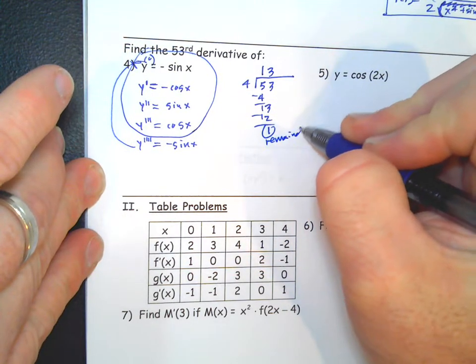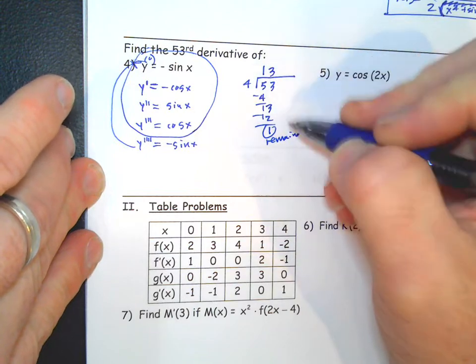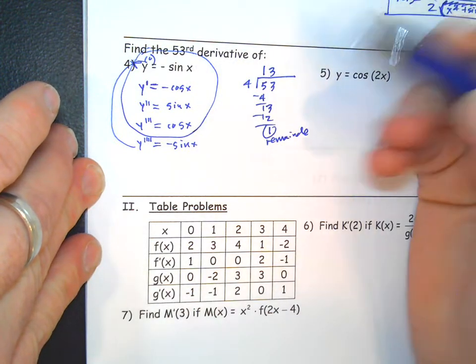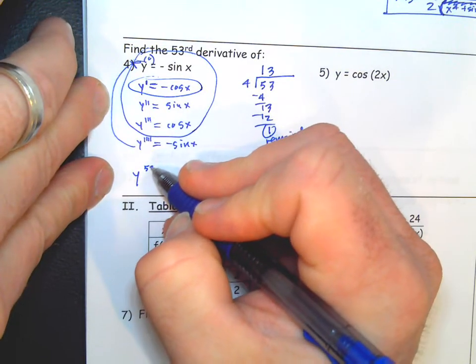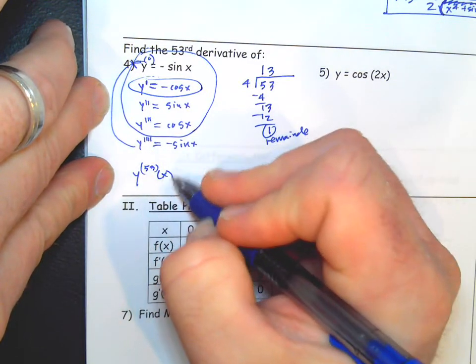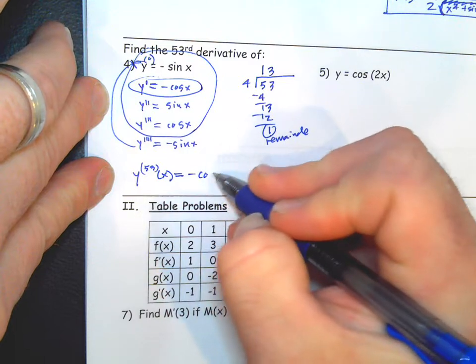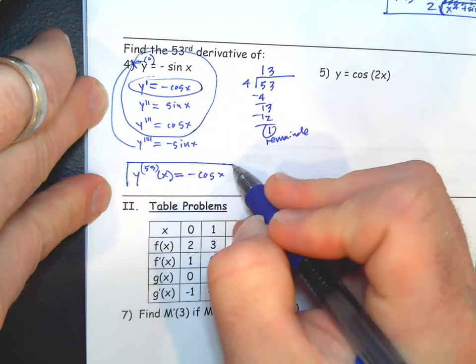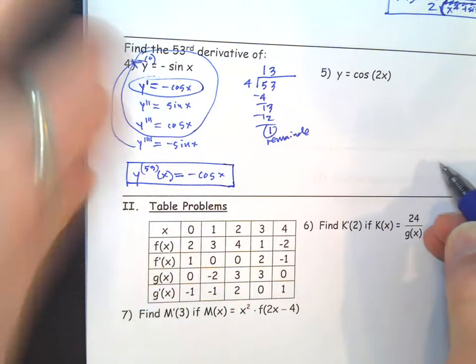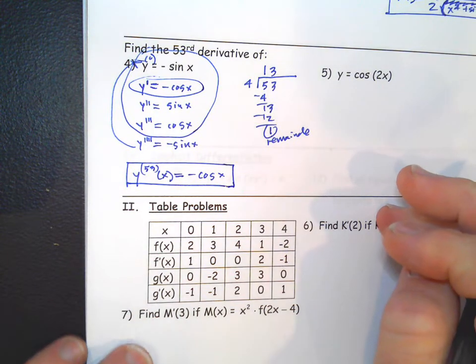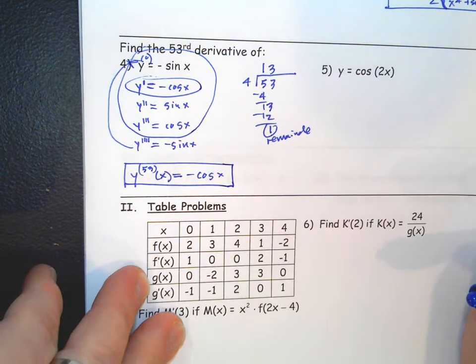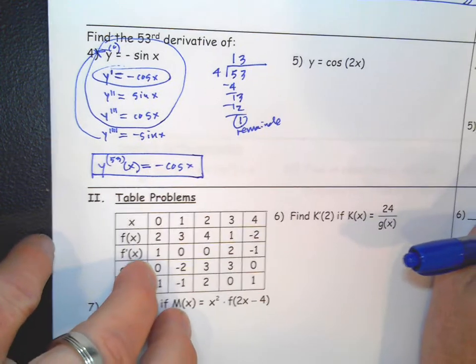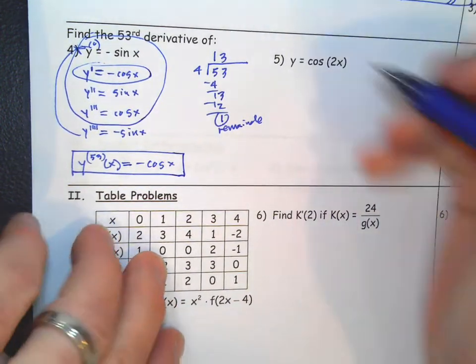So if it went in perfectly, and the remainder was 0, you'd just be back at the beginning. The remainder is 1, so the 53rd derivative is going to equal negative cosine x. It's going to be the same as the first derivative. So that's the work you could show, unless you really want to do 53 derivatives. This is way less work, but this is the work you could show to support your answer. You need to support your answer.